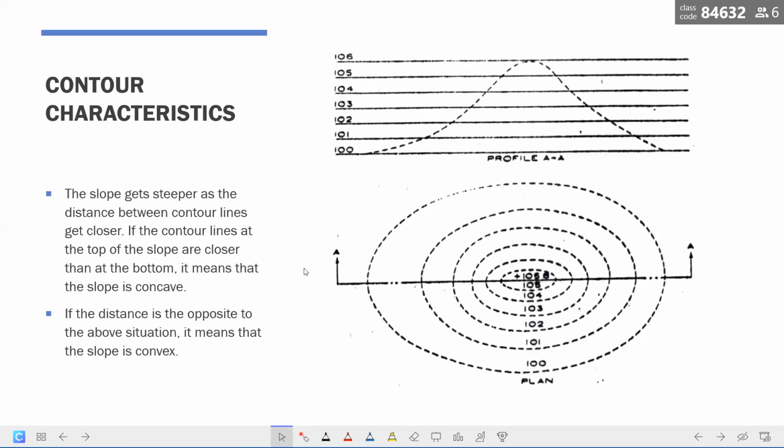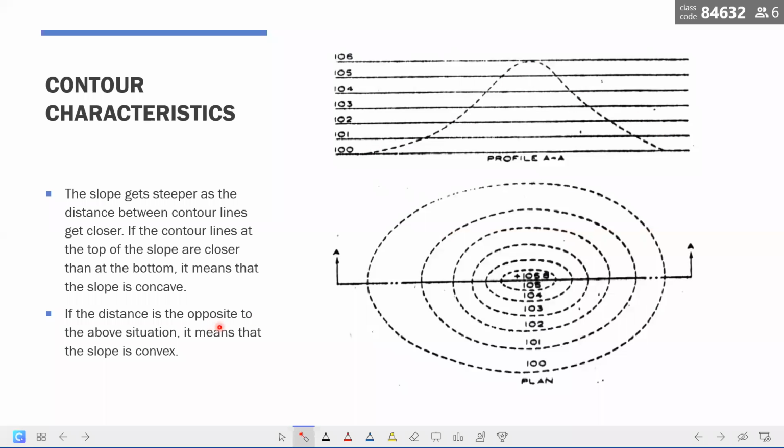So as the distance between the contour lines gets closer, the slope gets steeper. If the contour lines at the top of the slope are closer than at the bottom, it means that you have a concave land formation, like so. It's wider at the bottom than it is at the top. So you have a concave slope.